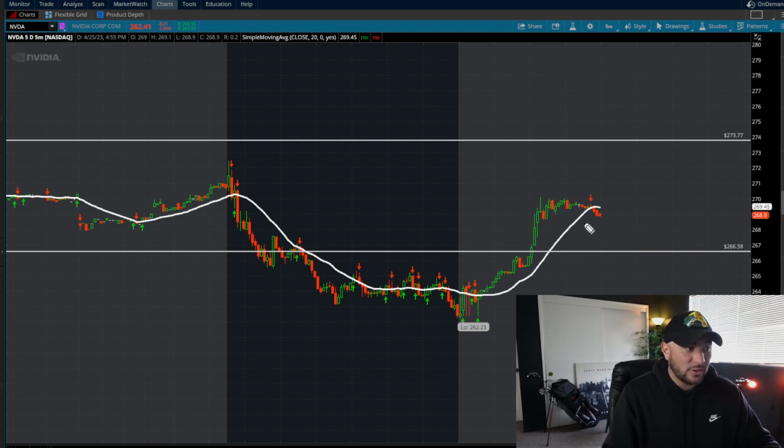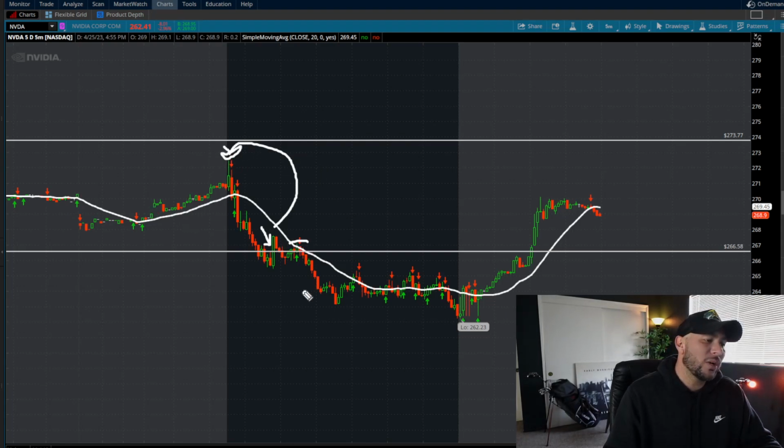It does bounce. This candle, don't get me wrong, is going to scare a lot of people. But we never take out the previous days or the previous high, the high of day. We never close over the 20 period moving average.